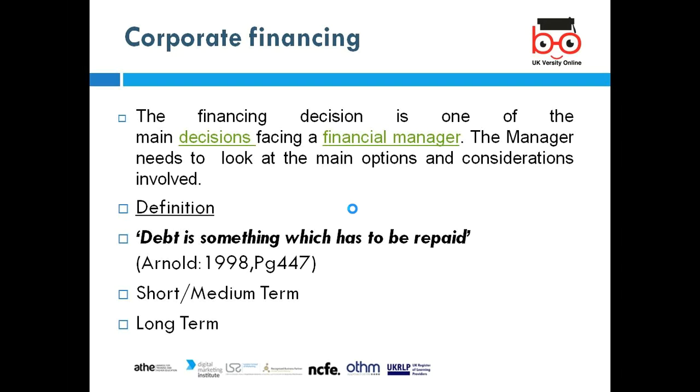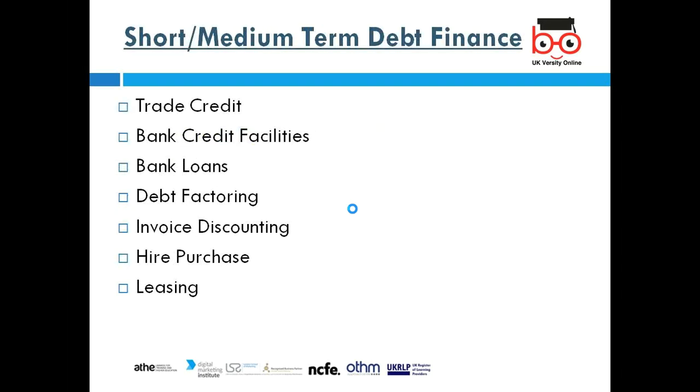First we'll go through debt. What is meant by debt is something which has to be repaid. If you ever attempted financial accounting before, we call it liability. Liability is a legal obligation which we have to pay in future. So that is a debt. Debt can be short, medium, and long term. In the previous slide, we divided into short and long term, but we can divide into medium term as well.